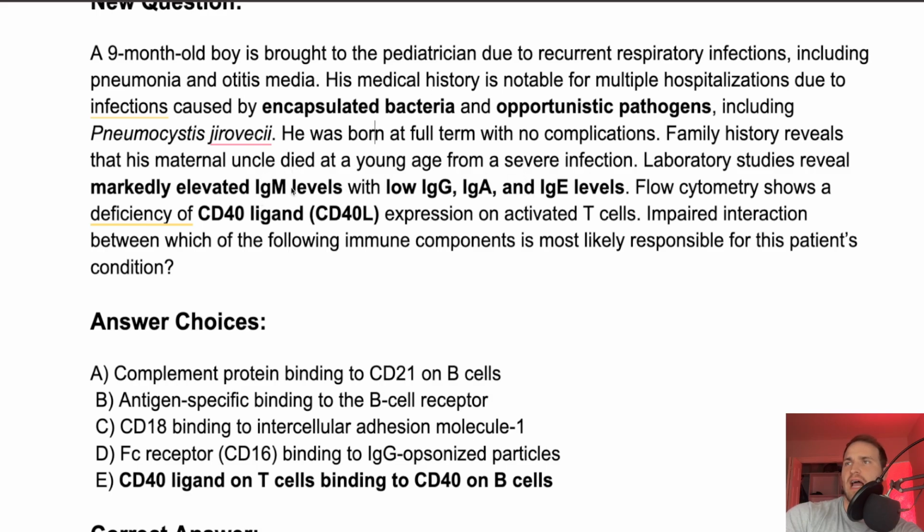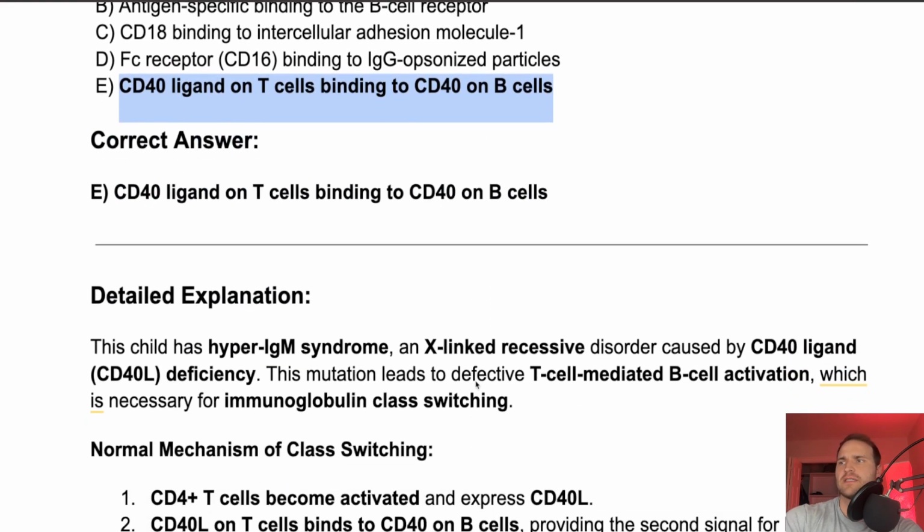Lab studies show this: elevated IgM, hyper IgM, low everything else. And there's a deficiency of the CD40 ligand. They just literally tell us that. That's great. And so they're asking us which of the following immune components is most likely responsible. And indeed, it would be the CD40 ligand on the T cells that binds to the CD40 on the B cells. So let's talk about how this all works.